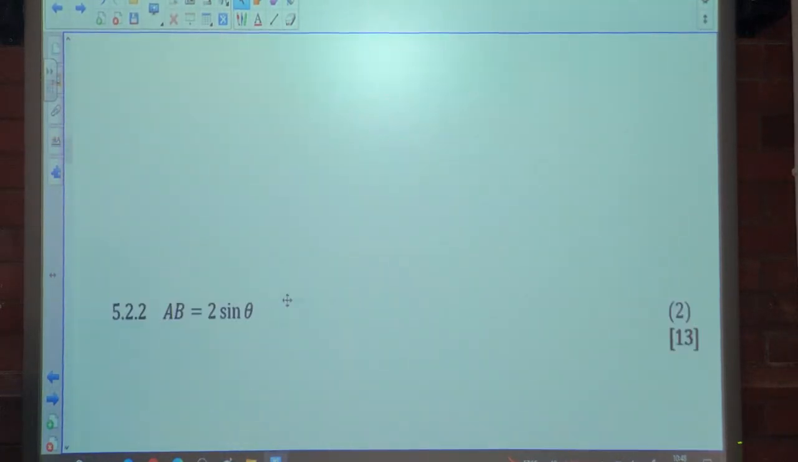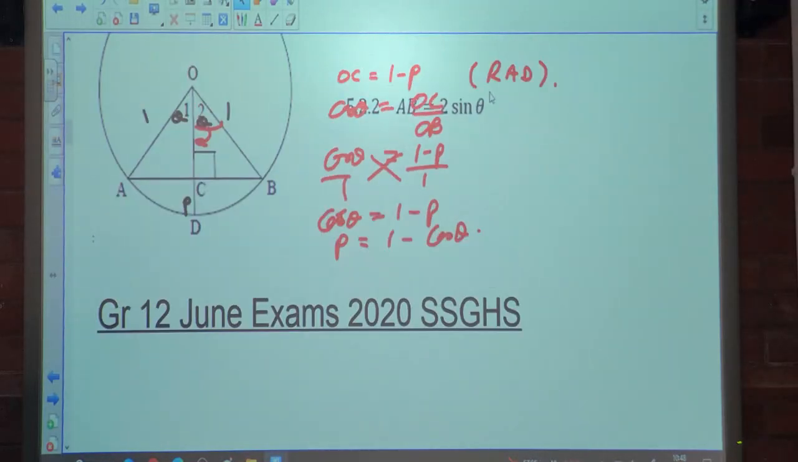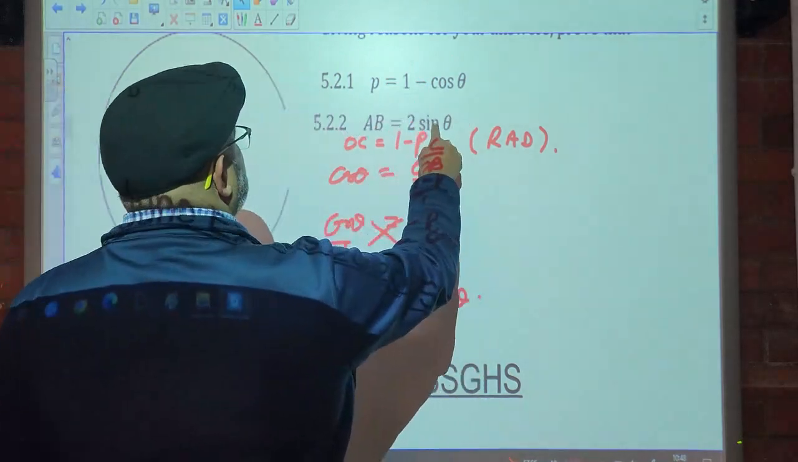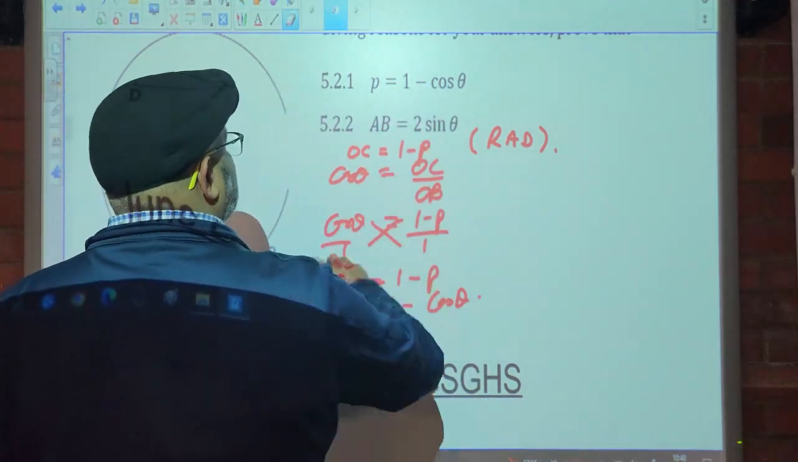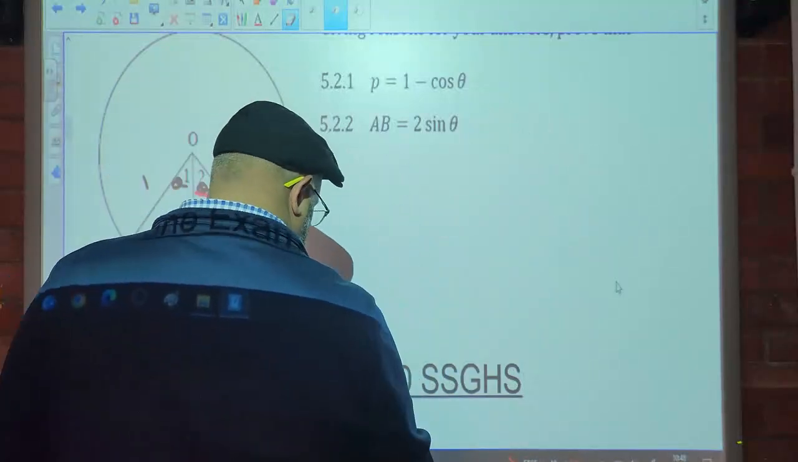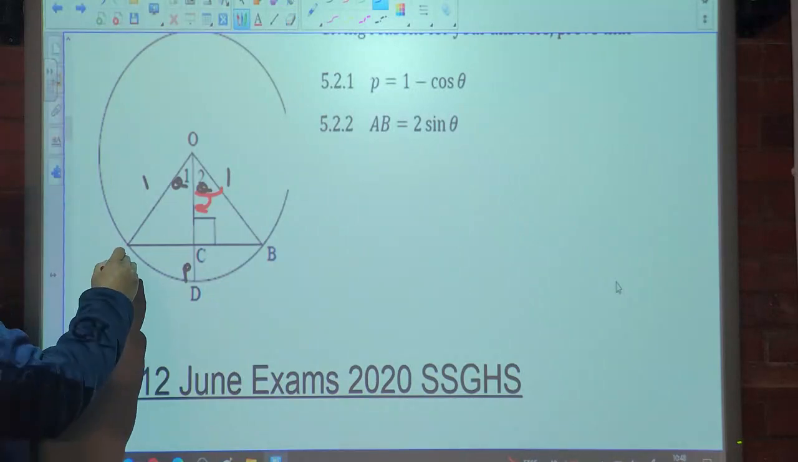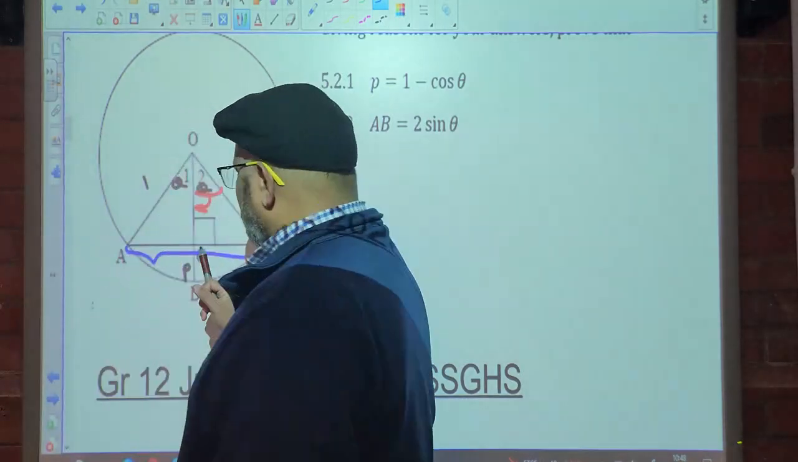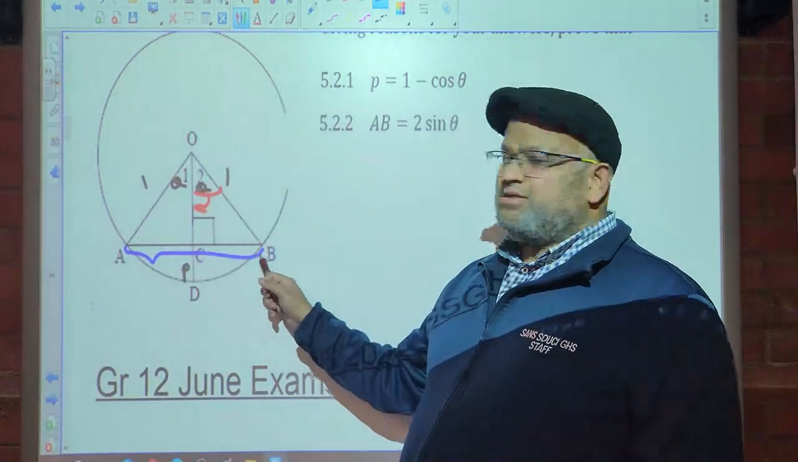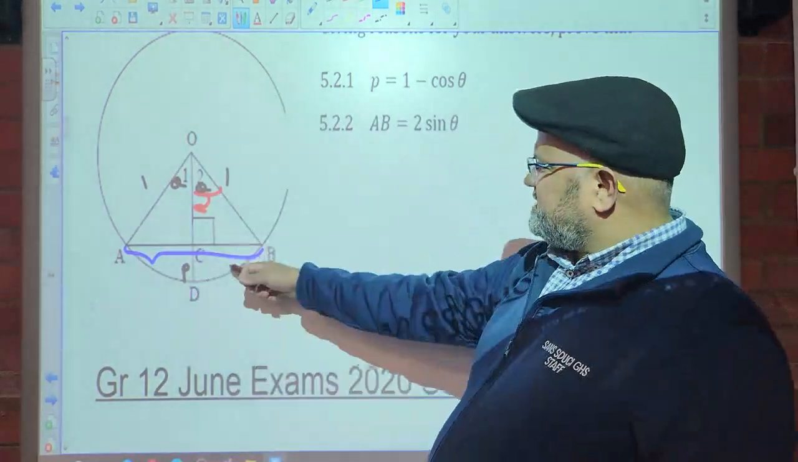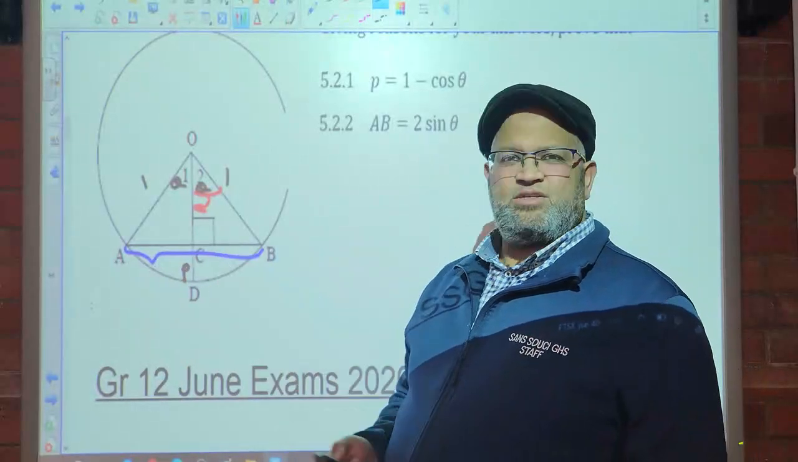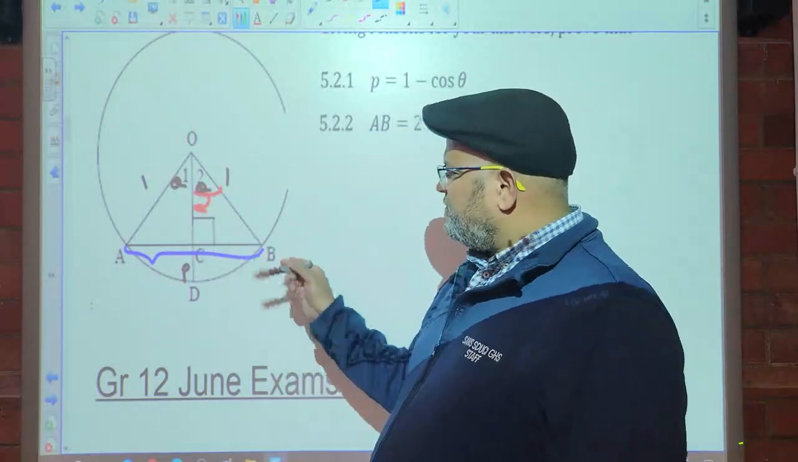You look at 5.2. 5.2 says, prove that AB can be written as. What does that mean? We look at AB. AB is this length here. So, we know that if we got CB, CB's length is the same as AC's length. Why? Perpendicular from center to chord bisects chord.